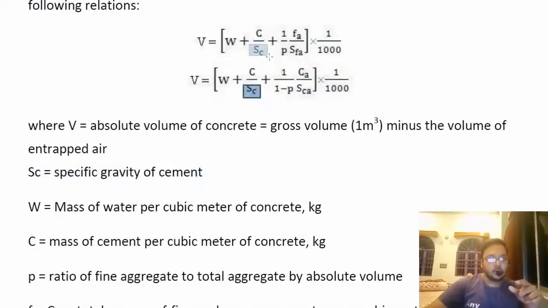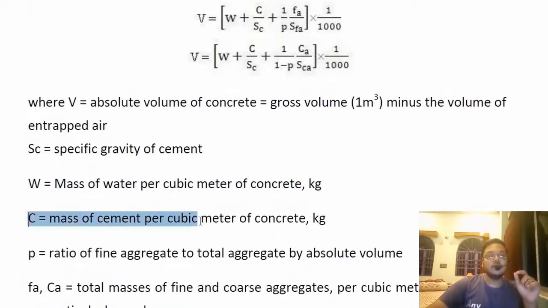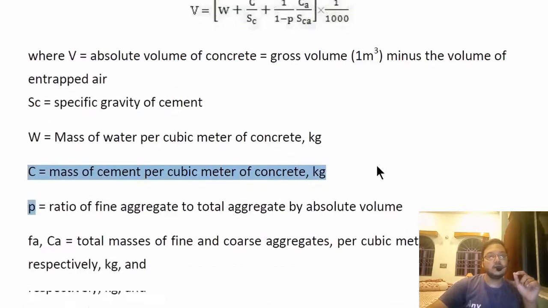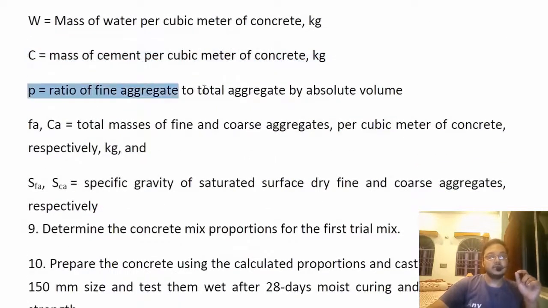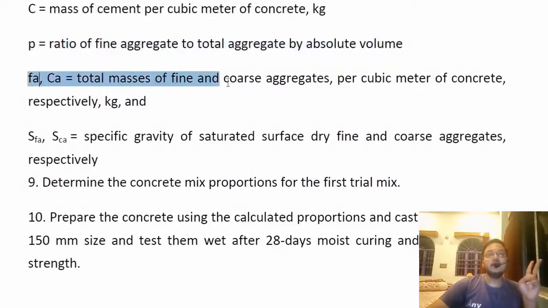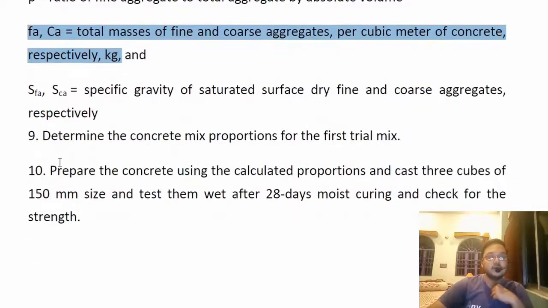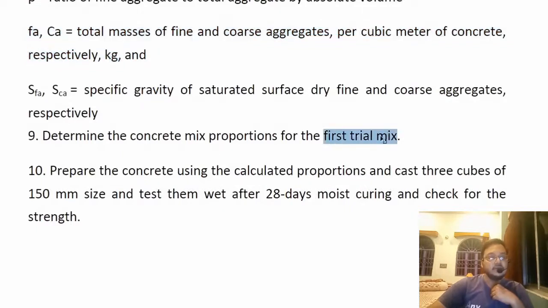we will use this formula where SC is the specific gravity of cement, W is the mass of water per cubic meter of concrete in kg, C is the mass of cement per cubic meter of concrete in kgs, P is the ratio of fine aggregate to total aggregate by absolute volume, Fa and Ca are the total masses of fine aggregates and coarse aggregates per cubic meter of concrete respectively in kgs, and SFA, SCA are the specific gravities of saturated surface dry fine and coarse aggregates respectively.